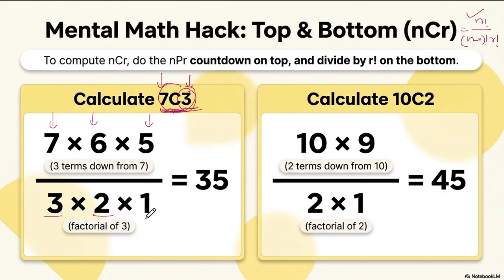3 multiplied by 2 multiplied by 1, that is 3 factorial. So if we cancel out 3 into 2, we get 6, so 7 into 5, which is 35, is the answer. Similarly, look at the second example, 10C2.